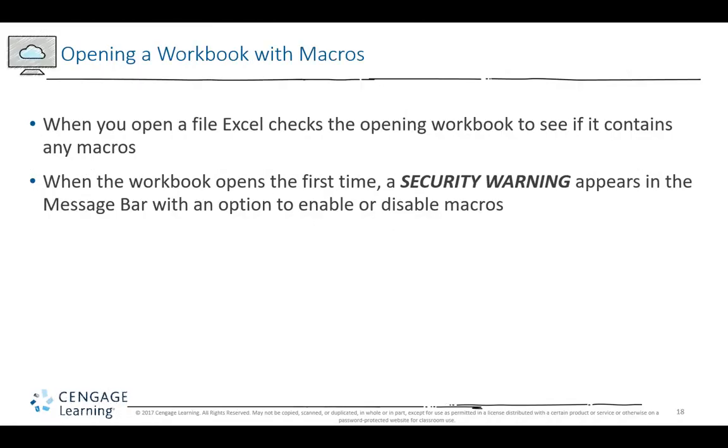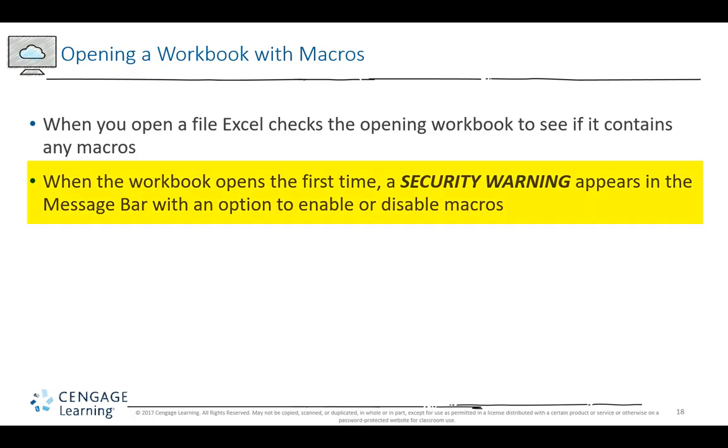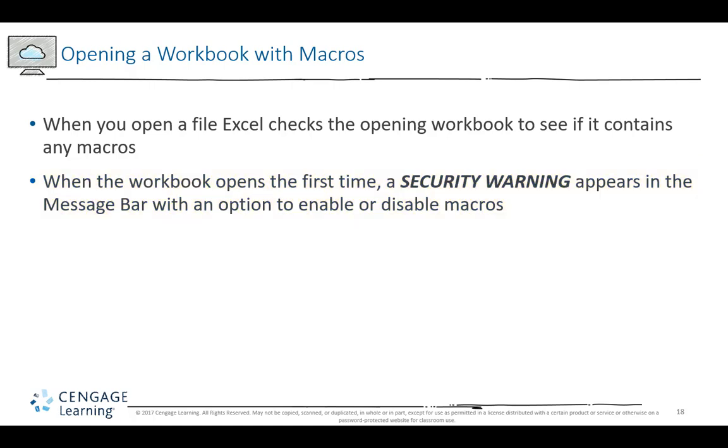When you open a file, Excel checks the opening workbook to see if it contains any macros. When and if the workbook opens the first time, a security warning appears in the message bar with an option to enable or disable macros. You should always be wary of workbooks that you're not familiar with that have this security warning.